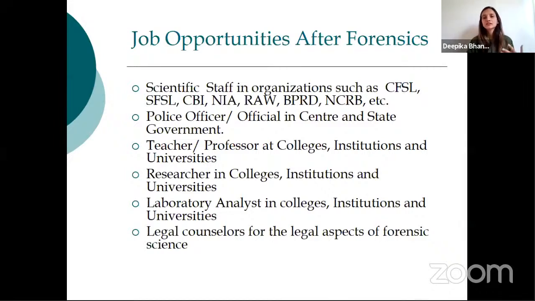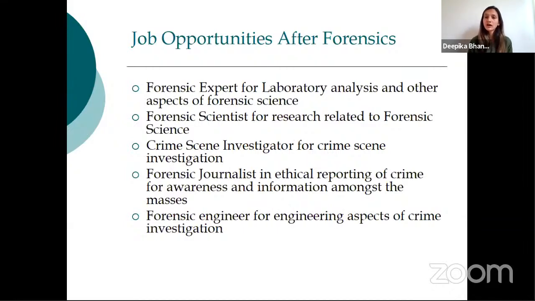Then definitely, you can become a legal counselor for the legal aspects of forensic science, because when you appear in the court of law, at times you are cross-examined by the prosecutor, who asks you such questions. If he's aware of it, you can work as a private practitioner also. He can tell him what the limitations are, because everything has limitations as well. So, forensic expert for laboratory analysis and other aspects of forensic science. The expert has to appear in the court of law. A counselor will just guide you, but the expert will have to appear in the court of law, right?